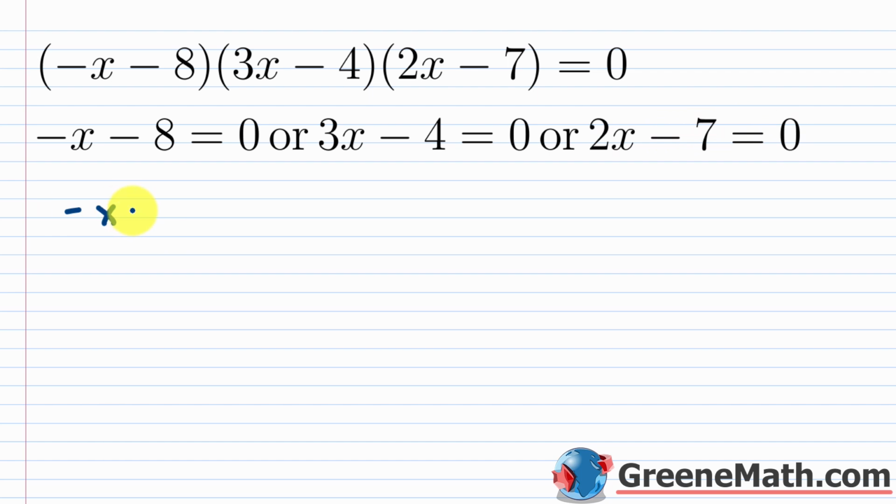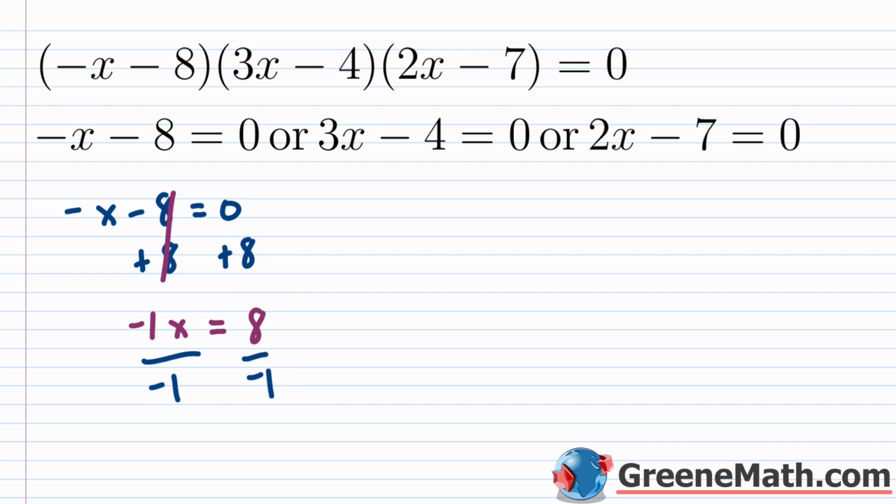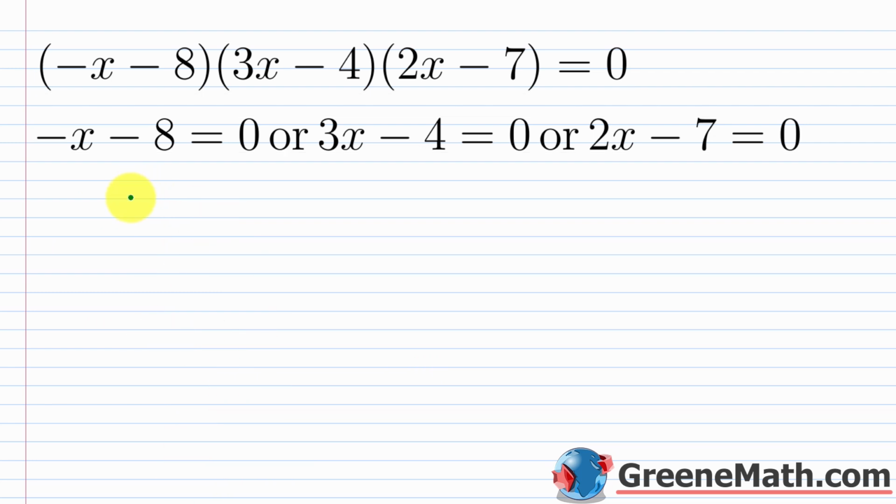So let's go: -x minus 8 is equal to 0. Let's add 8 to both sides of the equation. Let me write -1x so that's clear, is equal to 8. We're going to divide both sides of the equation by -1. We have 8 over -1, that's going to be -8. So we have x is equal to -8. We're then going to put or, and go with the next one.